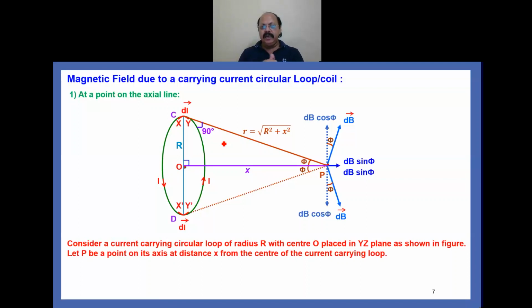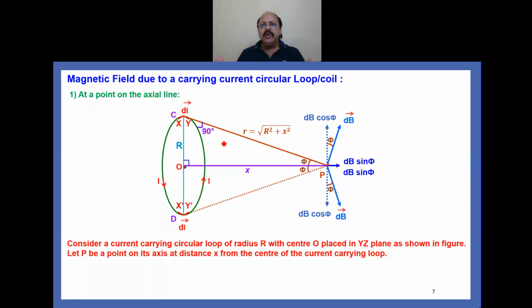Now you can see here the components dB cos phi and dB sin phi due to the current elements at points C and D are acting along the same line but in opposite directions. So that's why they cancel out. So only the components along the axis of the current carrying loop are left.